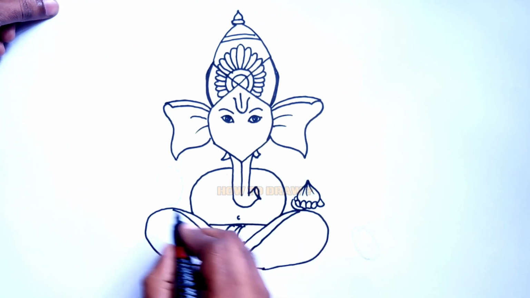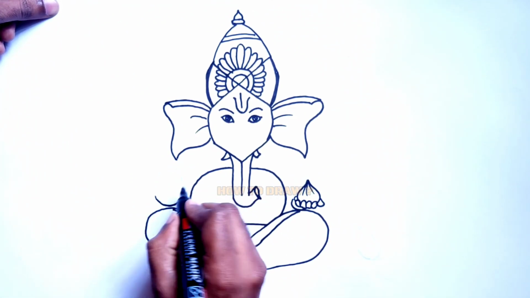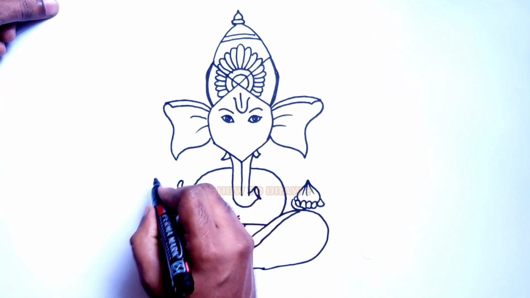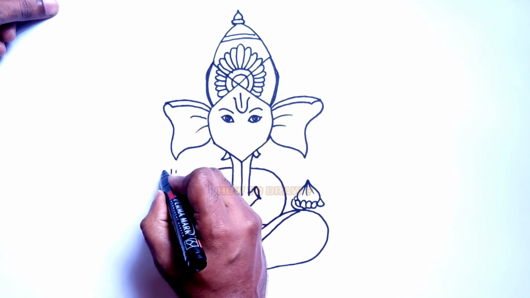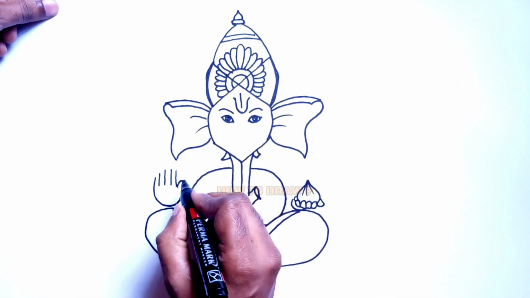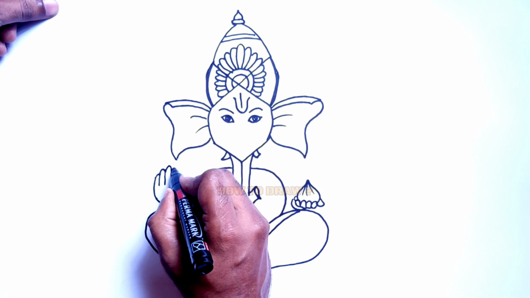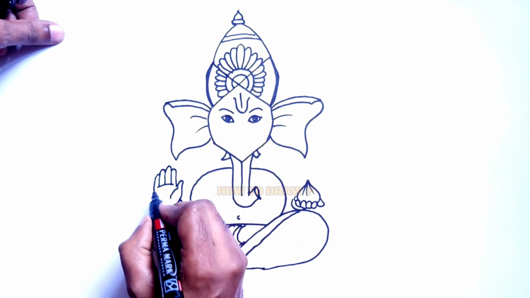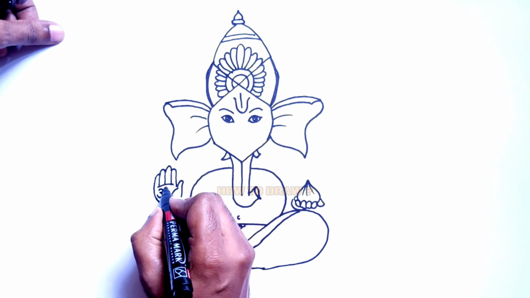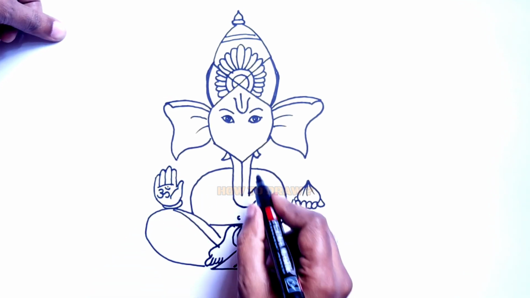Draw another line here for jewelry. Now let us draw the abhaya hasta. Down you have to draw a curve and draw the thumb and just draw lines, 5 lines, and join the curves at the top and put a line like this, and inside this one write Om. See, now both hands are over.